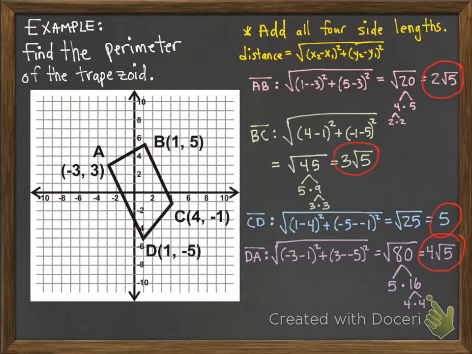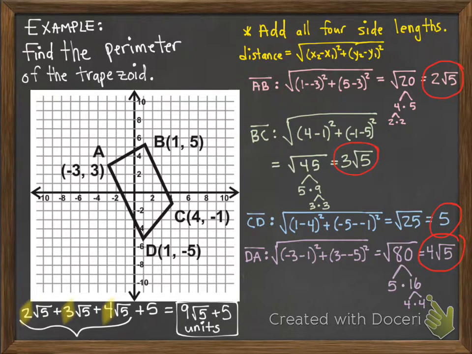Now that we have all four side lengths, we're going to add them together. So how do we add simplified radicals? It's a lot like adding with variables. We're going to add 2 root 5 plus 3 root 5 plus 4 root 5 plus 5. These three parts that have square root of 5 attached are kind of like 2x, 3x, and 4x, where we're going to just simply add the 2, 3, and 4, and then keep the square root of 5 afterwards. 2 plus 3 plus 4 is 9, so we end up with 9 square root of 5 plus 5.